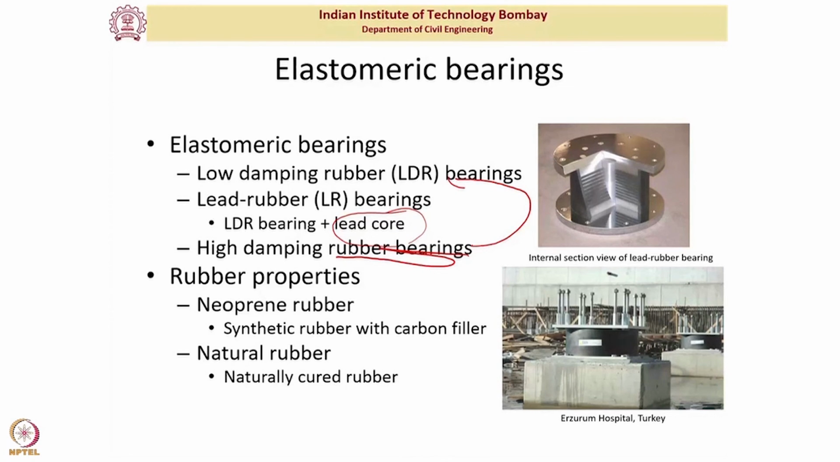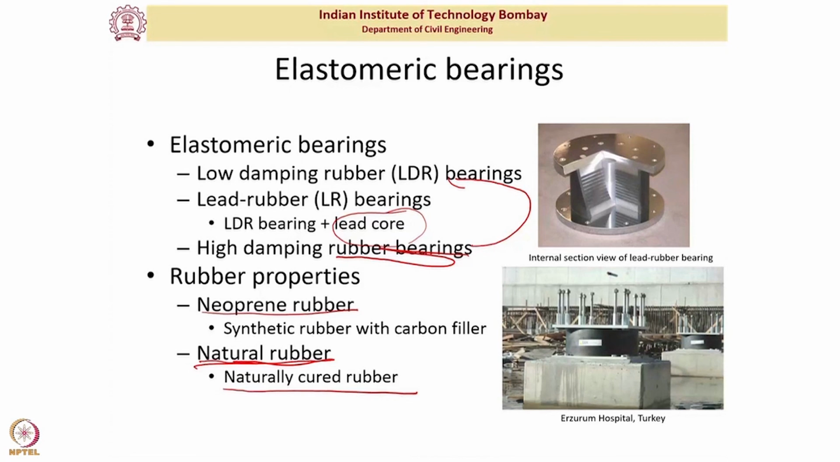High damping rubber bearing used to be popular at the beginning, but now people are moving more towards lead rubber bearing and low damping rubber bearings, because we use basically natural rubber, and natural rubber does not have inherent damping capacity as much as neoprene bearing. Because remember, natural rubber is naturally cured rubber from the trees. So I don't know whether you know the manufacturing process of rubber. Natural rubber is actually obtained from the trees.